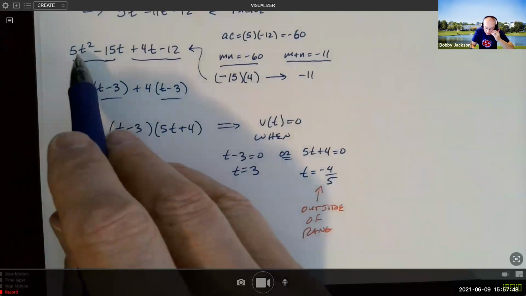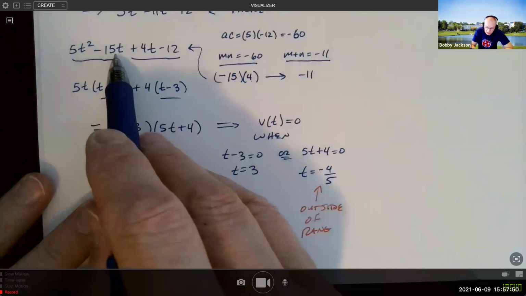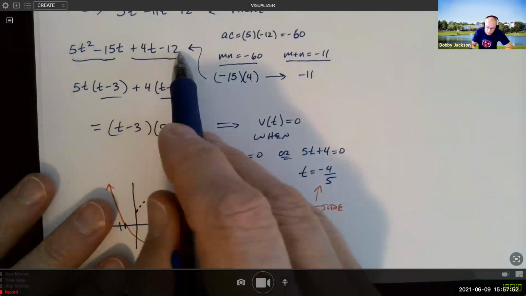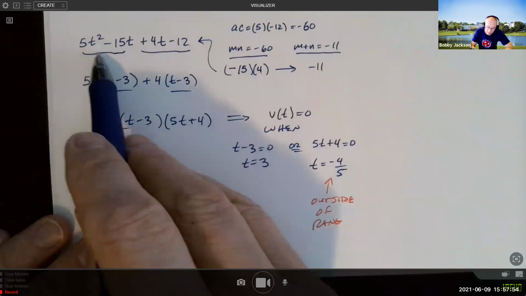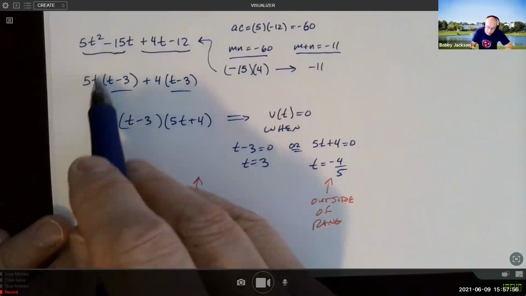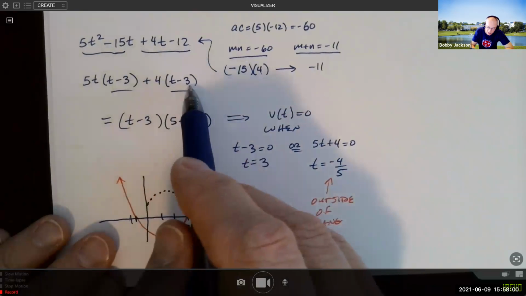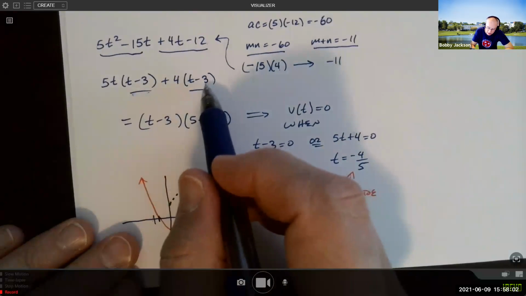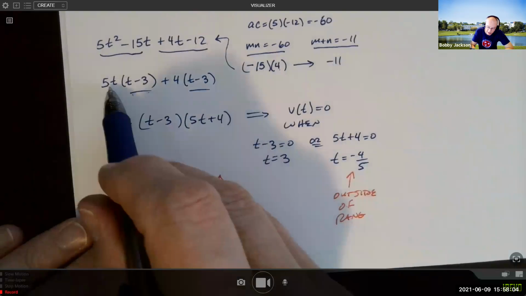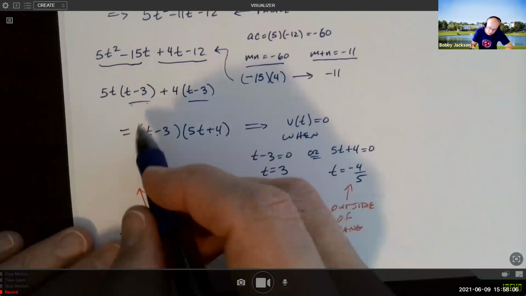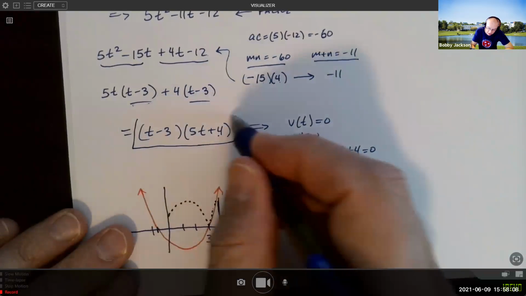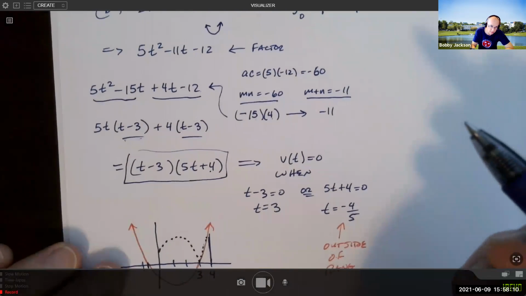So I rewrite this as 5t squared minus 15t plus 4t minus 12, and then I factor by grouping. I factor out a 5t here, leaving t minus 3, factor out a 4 here, leaving t minus 3, and that's real important. That common factor gets pulled out, and I'm left with 5t plus 4. So you could do it that way. If you know how to factor by trial and error, it's probably a lot quicker, right?